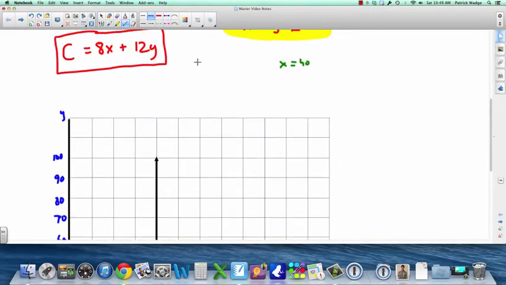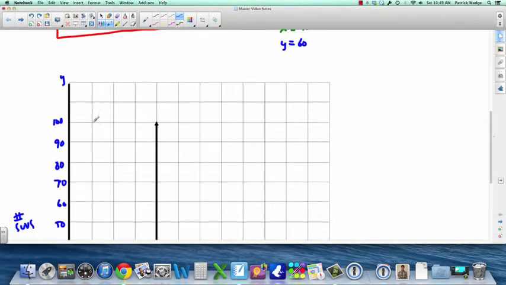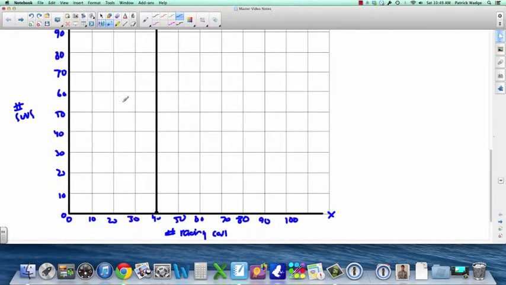Great. Now the next one says y is less than or equal to 60, but we'll graph y equals 60. What kind of line is that? That's a horizontal line. Where are all the points that have a y value of 60? Right here. So I need to put a horizontal line right there, like that.